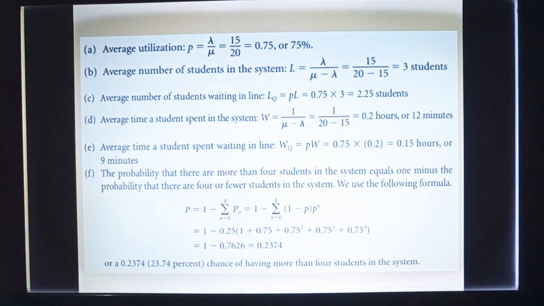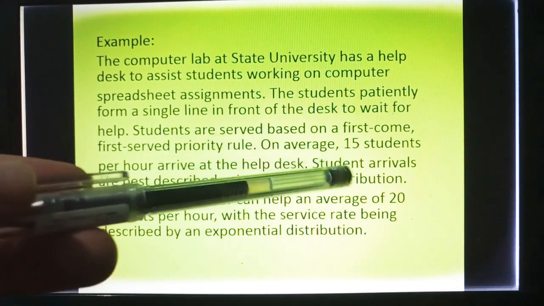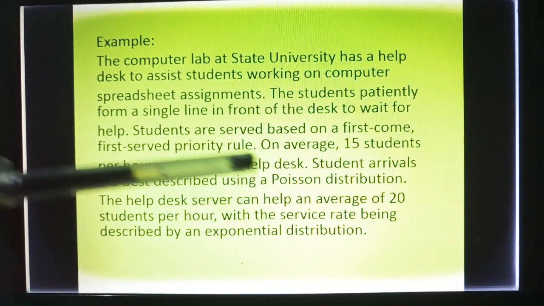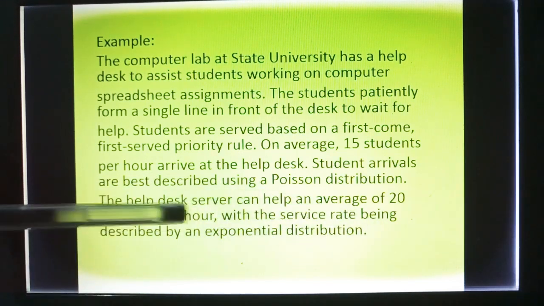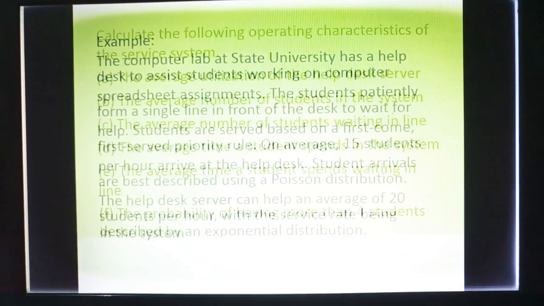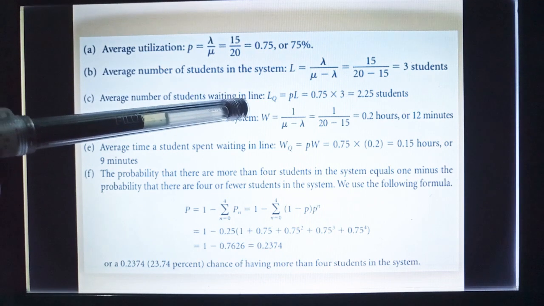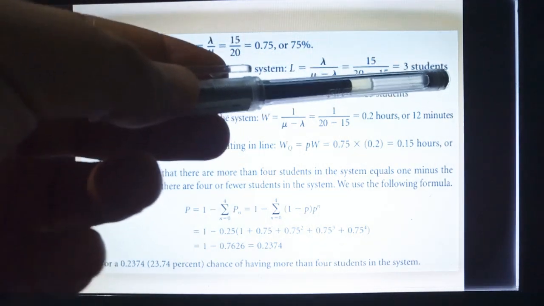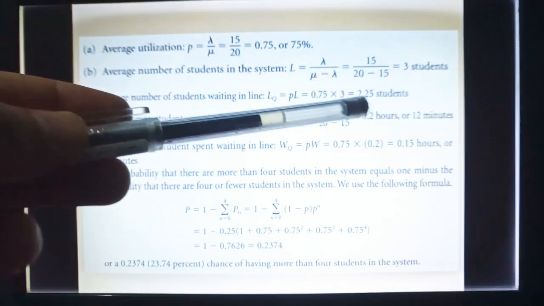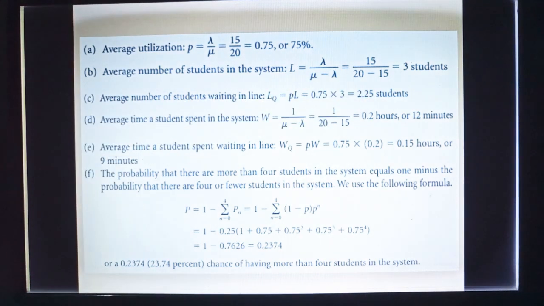Remember, these are the students who arrive at an average of 15 students per hour at the help desk, and then the help desk server can help an average of 20 students per hour. And then the average number of students waiting in line, so we will just multiply this average utilization factor times the average number of students. So we have here 0.75 times 3, that is equivalent to 2.25 students.